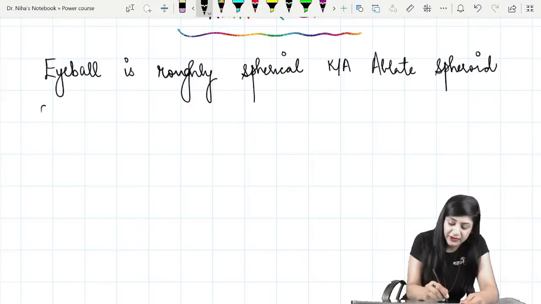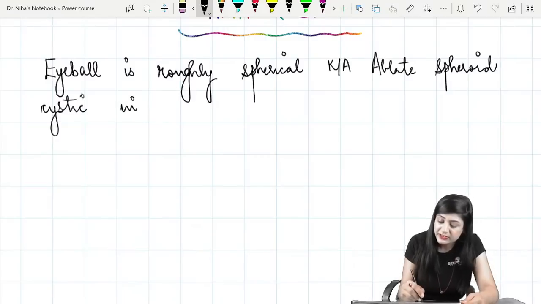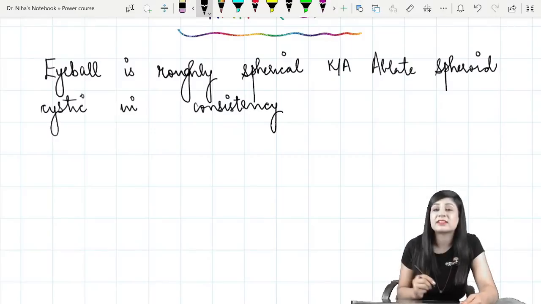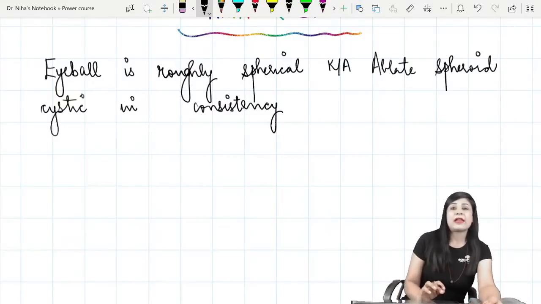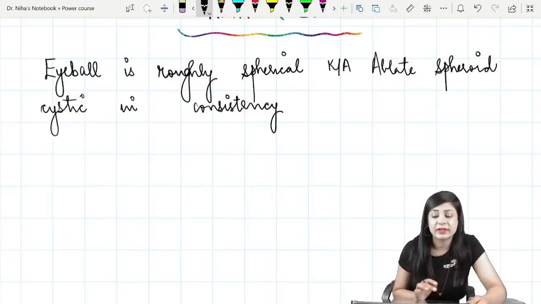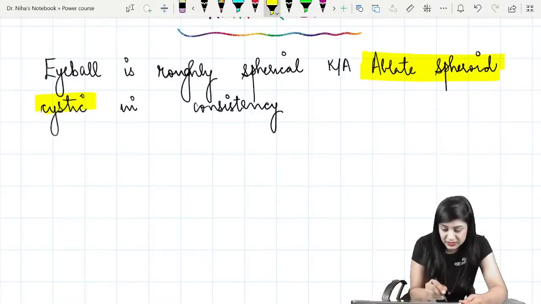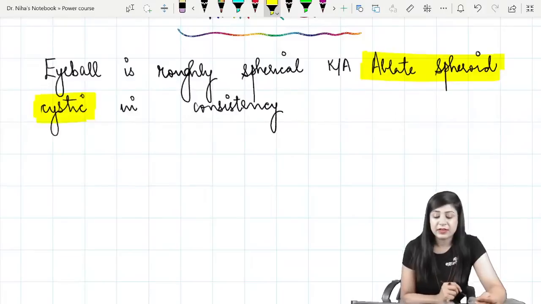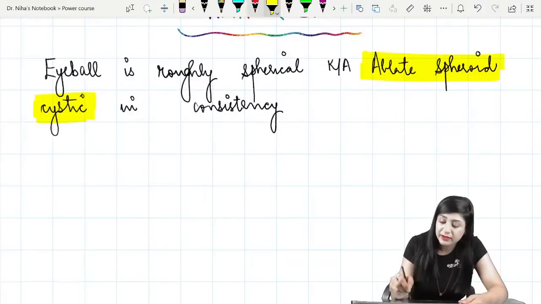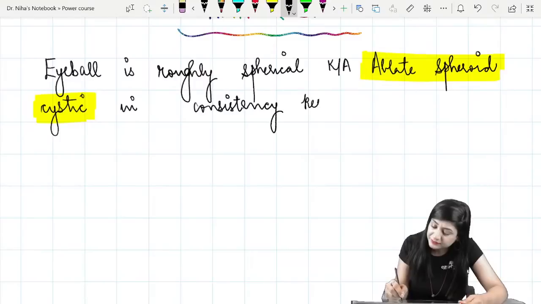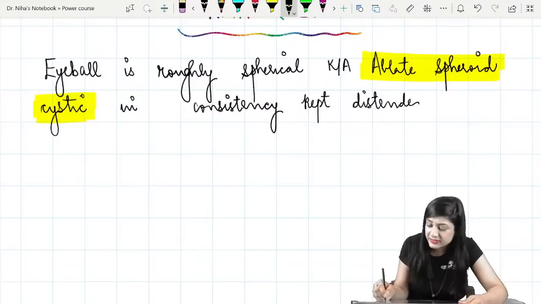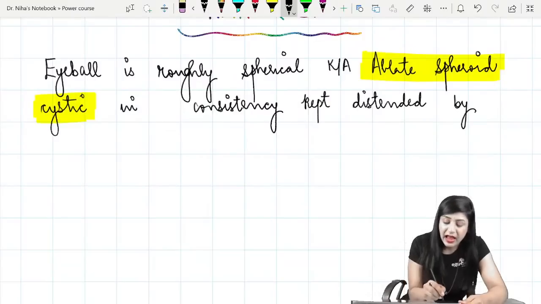And then we have a cystic consistency. The consistency of the eyeball is cystic. You must be knowing, guys, a cyst is a fluid-filled cavity. So the eyeball also has fluids. Therefore, it is cystic in consistency. We have fluid there, kept distended. This eyeball is distended by the IOP.